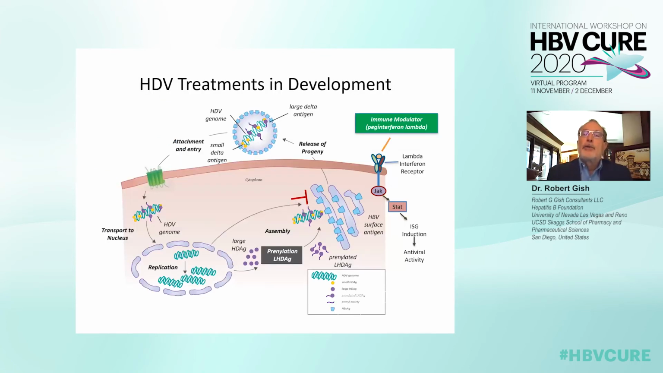Let's now talk about immune modulation. This is with pegylated interferon lambda, which attaches to a different receptor than standard alpha-2A and alpha-2B, but stimulates the JAK-STAT pathway, interferon signaling gene induction, and antiviral activity.